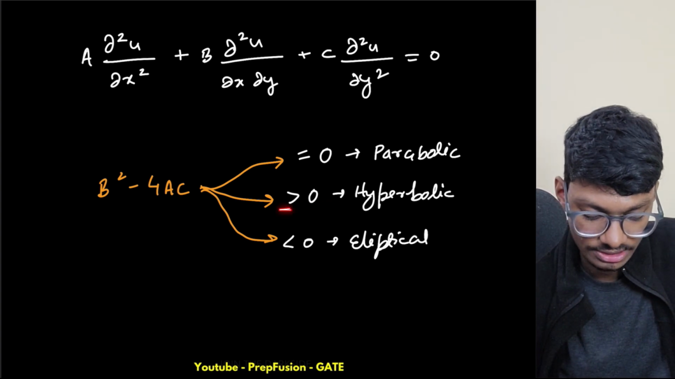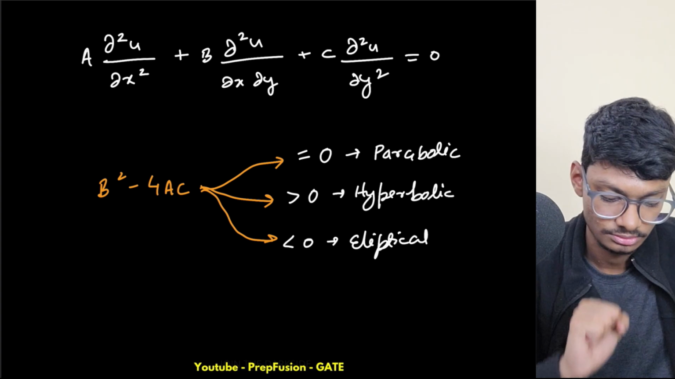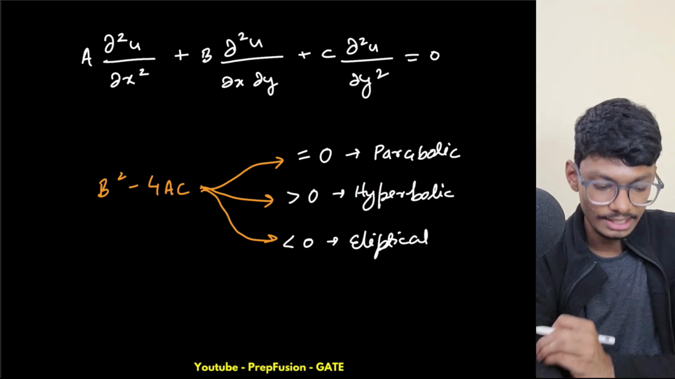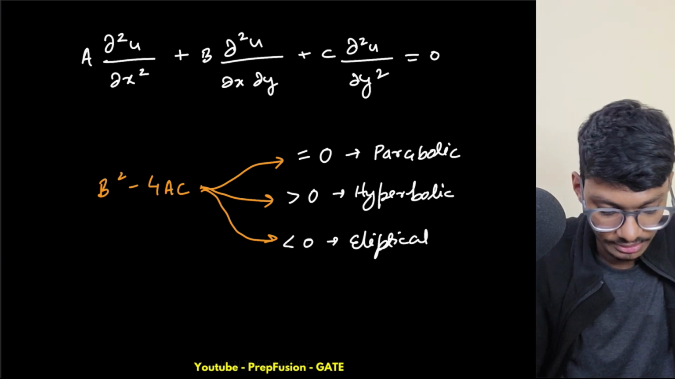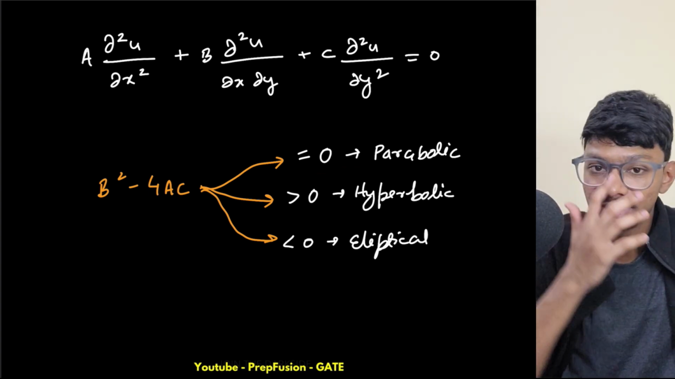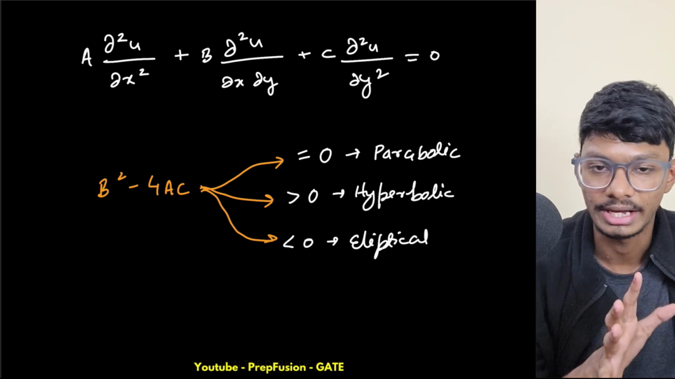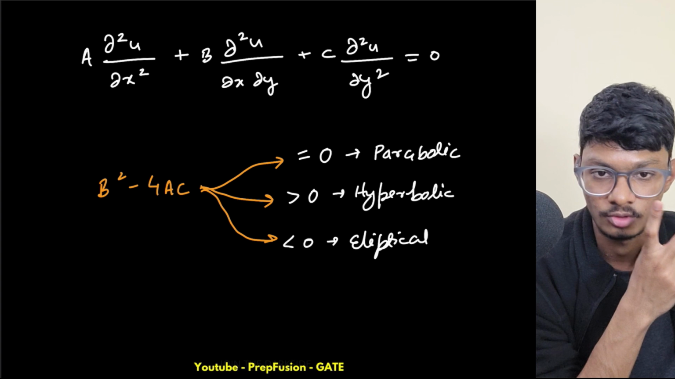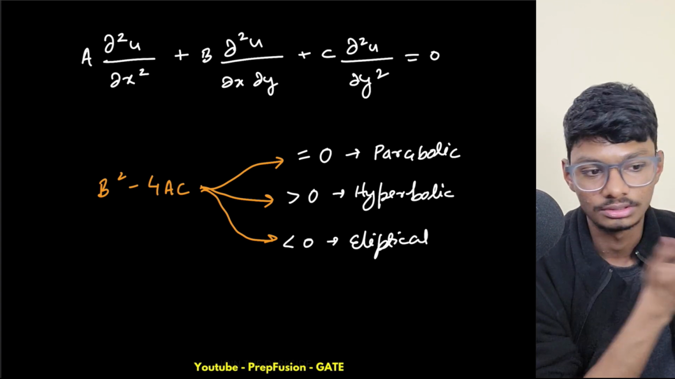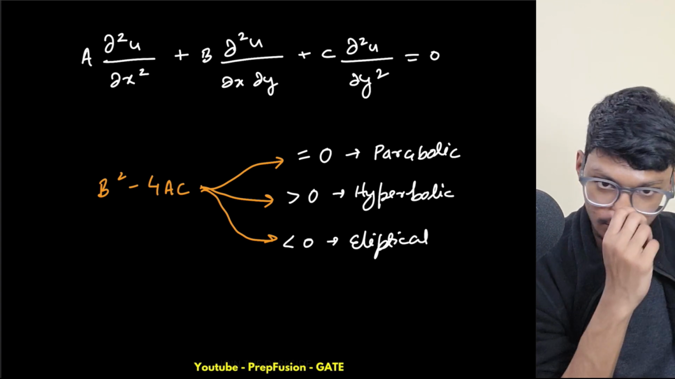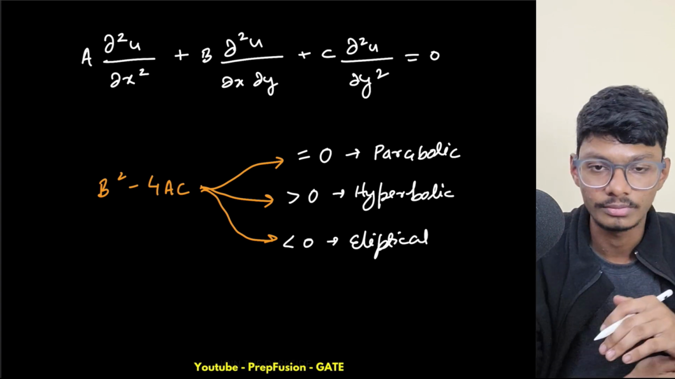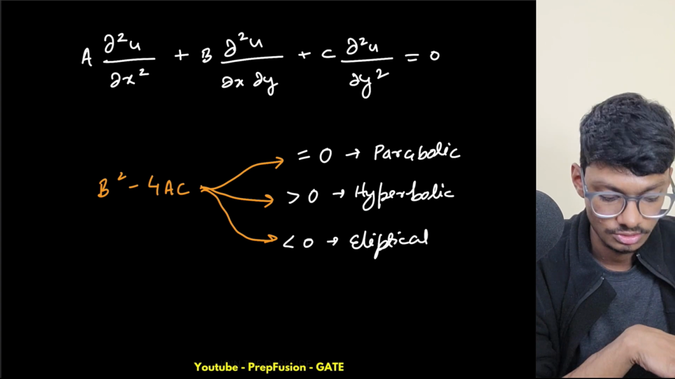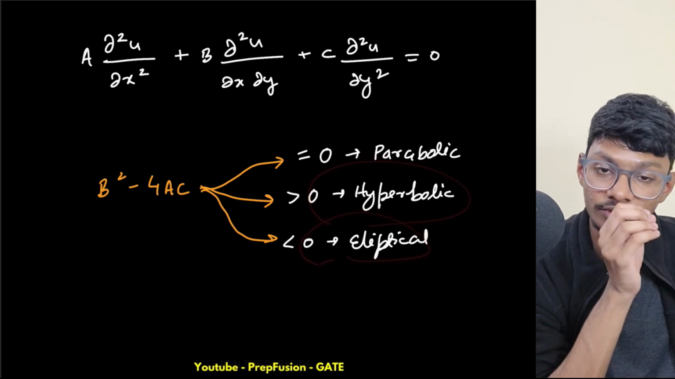Now this one you can easily remember: greater than 0, hyperbolic. Equal to 0, how you can remember is that in a parabola, we have y square equals 4ax. Both of them don't have the same order. Y is in square, x is in one order. You can swap them: x square equals 4ay. But in elliptical, both of them have the same order.